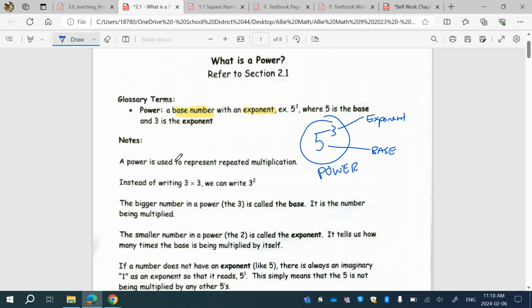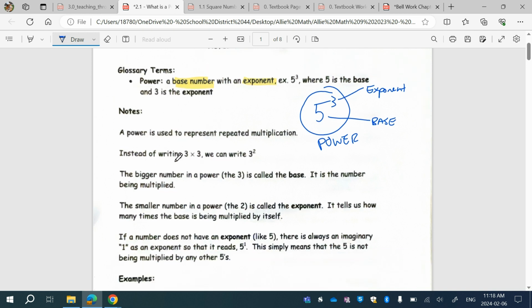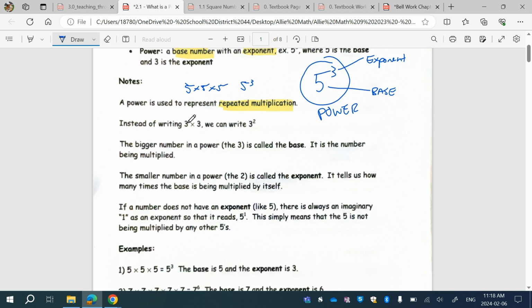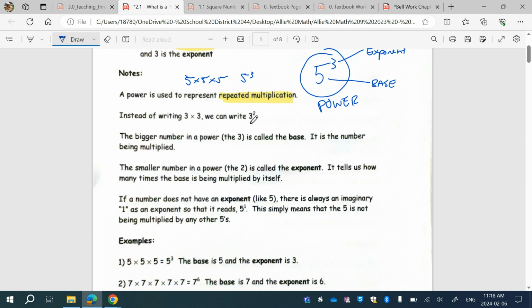And so some notes. A power is used to represent repeated multiplication. Basically a shortcut, right? It would take us a long time all the time to have to write 5 times 5 times 5. So it's easier for us to write 5 to the power of 3. And sometimes we get into really huge numbers. So this is just a quick way of doing repeated multiplication. So instead of writing 3 times 3, we can write 3 to the power of 2. This exponent is telling us how many times the base is being multiplied by itself.